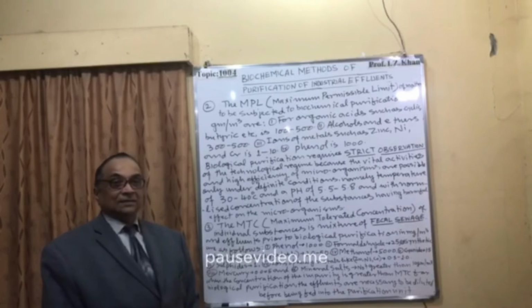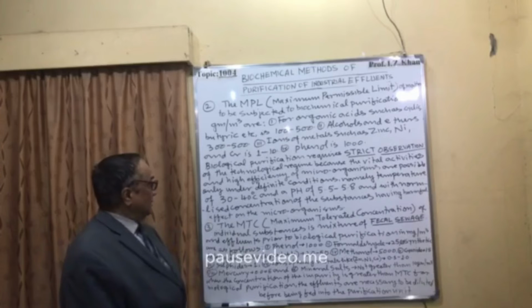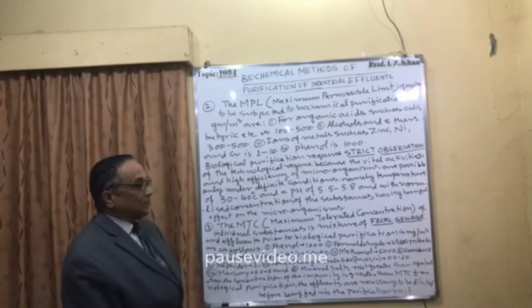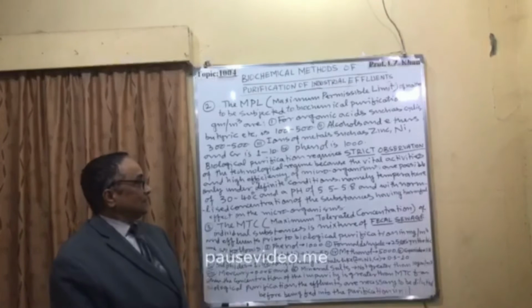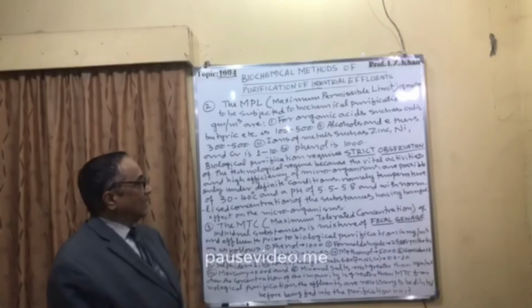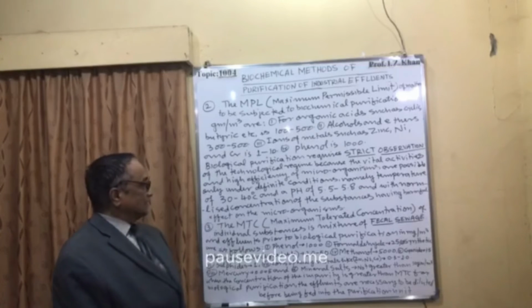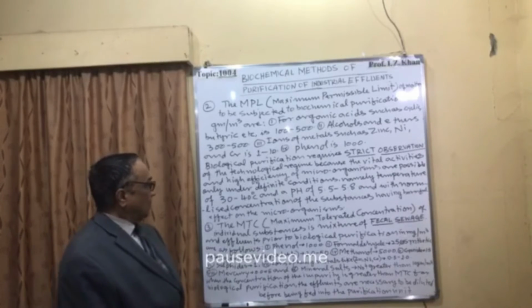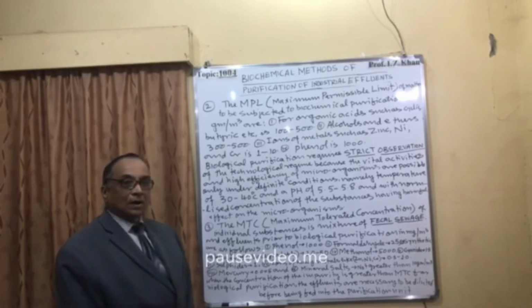It should not exceed 40, and the pH should be 5.5 to 5.8. That is, we can say it is slightly acidic, and with normalized concentration of the substances having a harmful effect on the microorganisms.